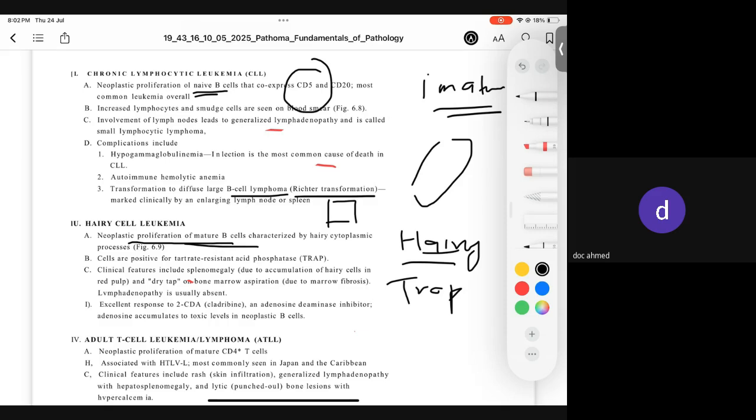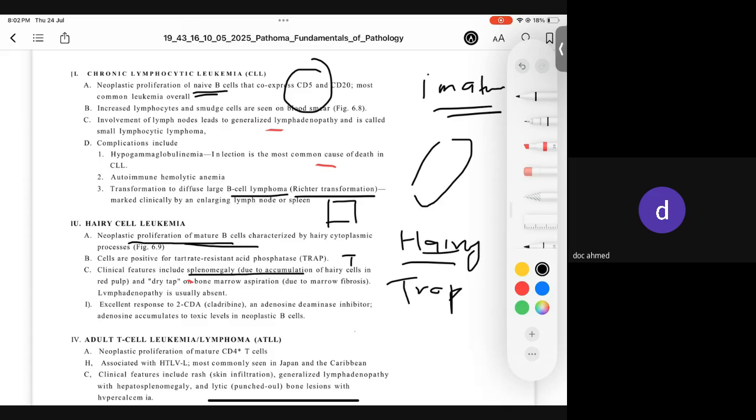And I just told you that mature people can trap people, so they are going to be positive for tartrate resistant acid phosphatase, right? And another thing which you should keep in mind, clinical features include splenomegaly. Really important. We are going to have splenomegaly. Why? Due to accumulation of those hairy cells in the spleen, in the white pulp. We can have B cells sitting there in the follicles, so we can have these cancer cells there.